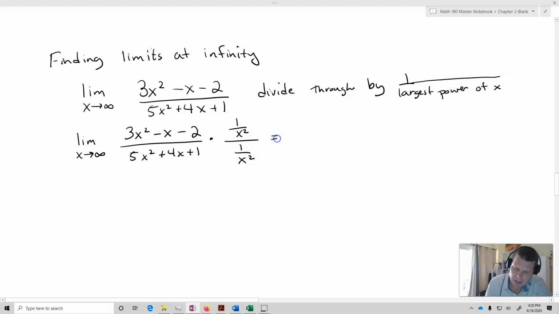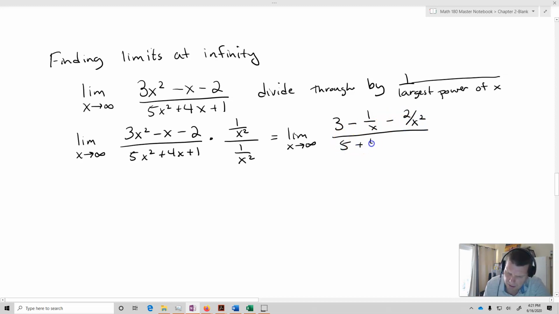Now, when we do that division, that's going to equal the limit as x approaches infinity of 3 minus 1 over x minus 2 over x squared, over 5 plus 4 over x plus 1 over x squared.